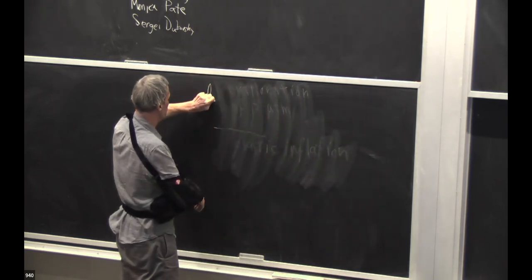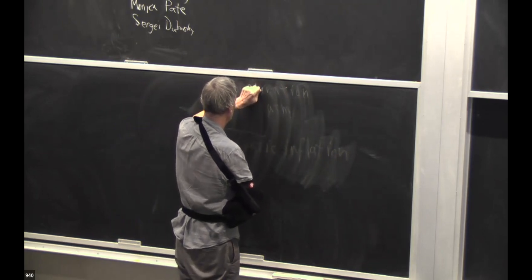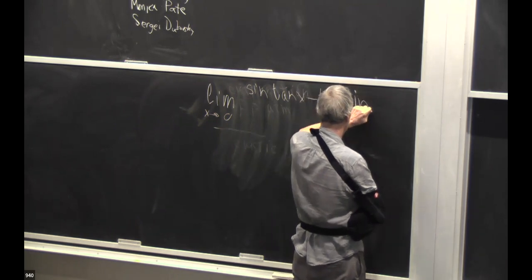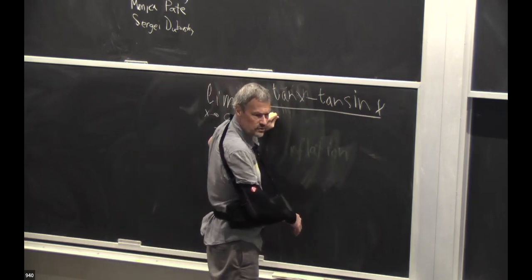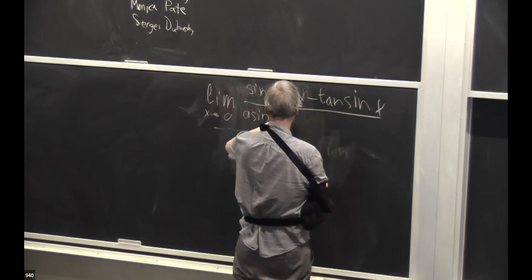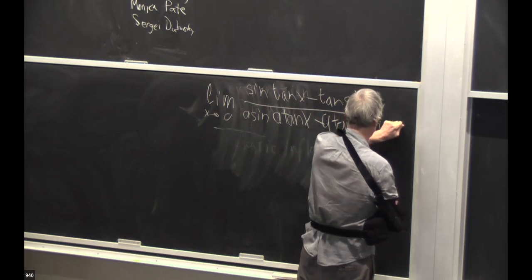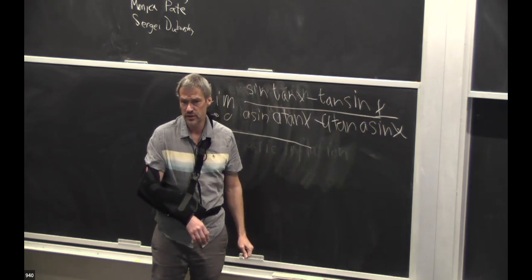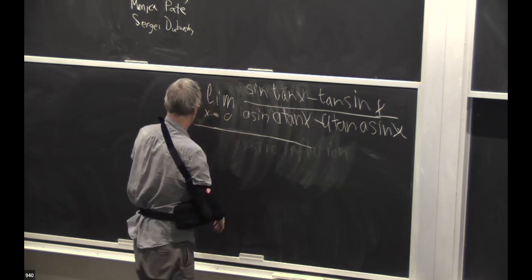So here is problem number one. Calculate the limit as x goes to zero of sin(tan x) minus tan(sin x), over asin(atan x) minus atan(asin x). A sin means inverse sine. Do we pronounce it in English "sinus"? No, "sign." Otherwise, it's like a nose. So this is one problem. This mathematician claims that people like Hooke and Newton would solve this problem within 30 seconds, but present-day mathematicians are totally impotent.